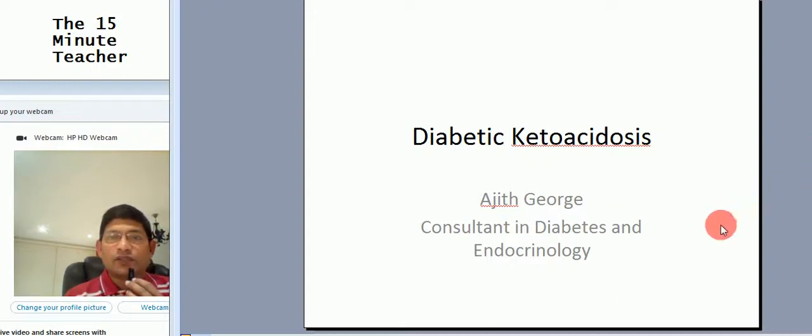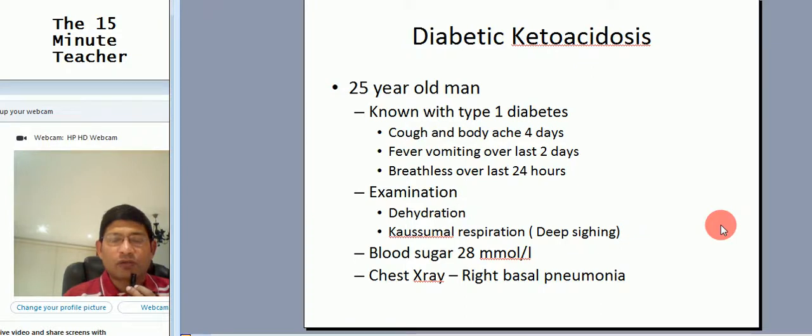Diabetic ketoacidosis is a condition seen increasingly in people with type 1 diabetes, but also increasingly in people with type 2 diabetes. Let's talk about the typical presentation. A 25-year-old gentleman with known type 1 diabetes who has not been feeling well over the past 4 days, with fever and vomiting over the past 2 days and breathlessness over the past 24 hours.